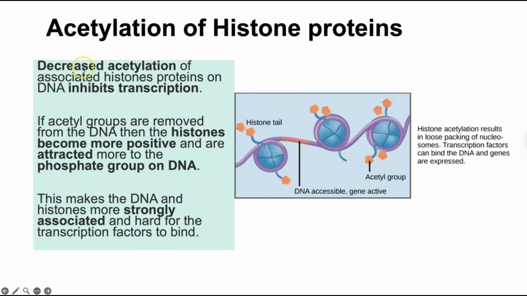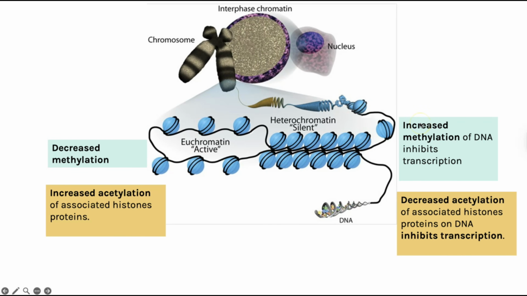So that means if you have decreased acetylation, meaning the acetyl groups are being removed from the histone proteins, that makes the histones more positive, and therefore they're going to attract to the DNA, and your DNA and histones are going to be more strongly associated, and it coils back up again. And again, that means that transcription factors can't bind. So if you have increased methylation and decreased acetylation, that results in this tightly coiled complex of the DNA and histone proteins, and that will inhibit transcription.